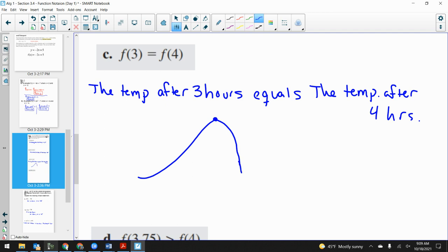So the temperature at 45 minutes before you take it out is equivalent to the temperature, I should have moved that line over a little bit, the temperature about 15 minutes after you take it out. So it's going to cool down quicker than it's heating up.